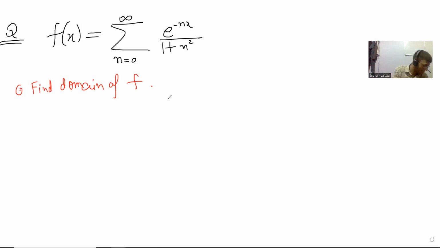Yes. Say. e power x should be greater than or equal to 1. So you are just saying that x is greater than or equal to 0. That's it. Perfect. That's correct. So you can prove that. Yeah. So the domain of f is 0 to infinity.